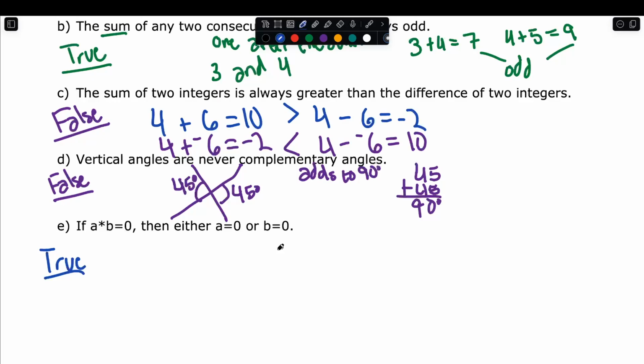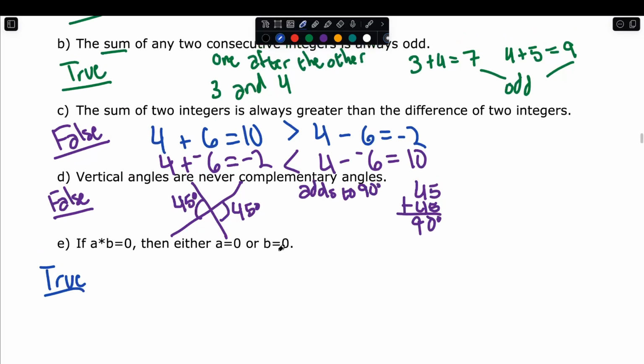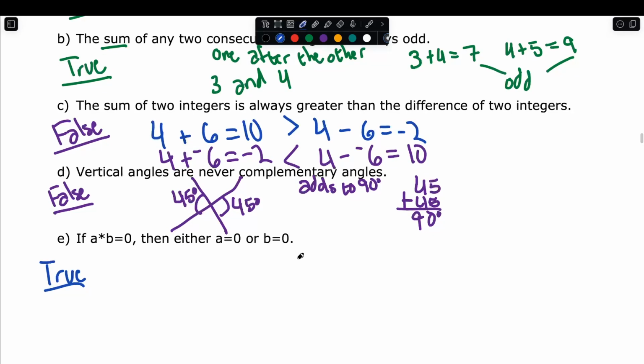So that is section 1 over inductive reasoning and counterexamples. We'll see you next time.